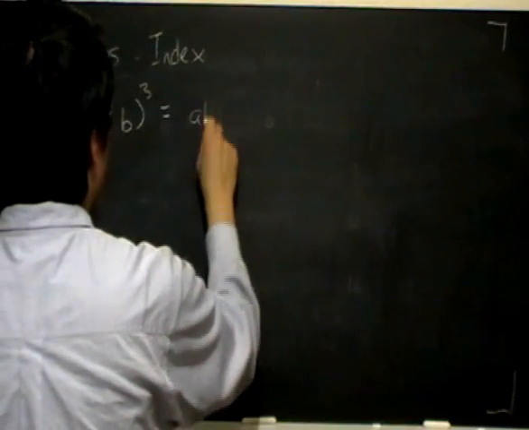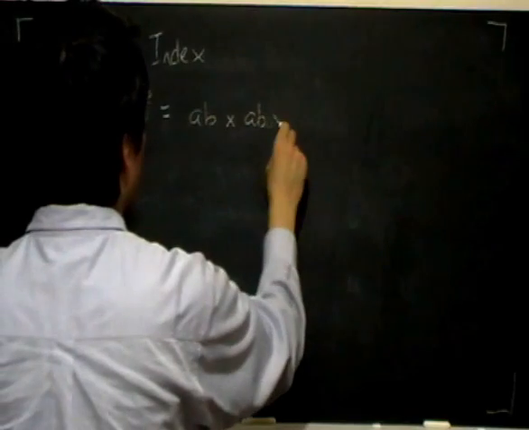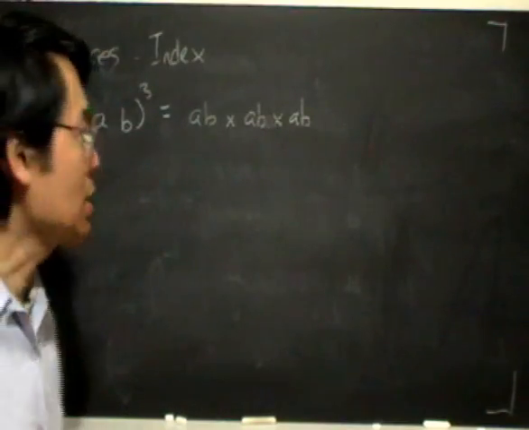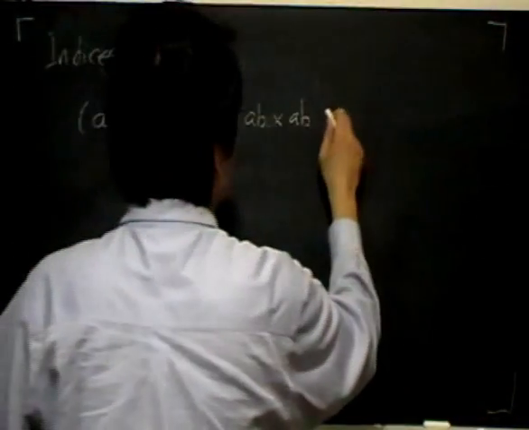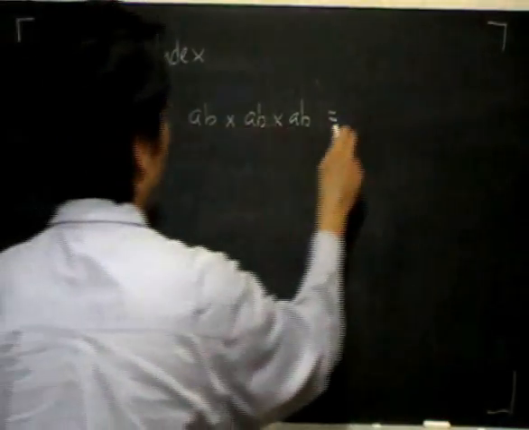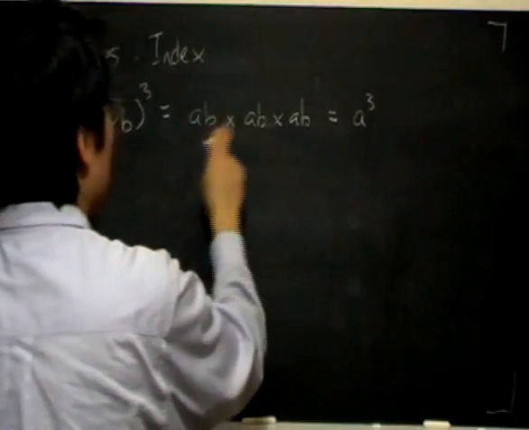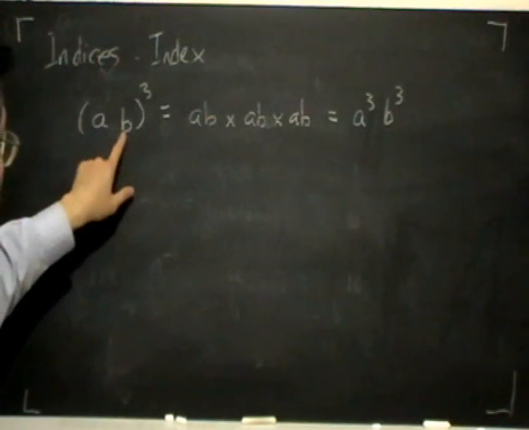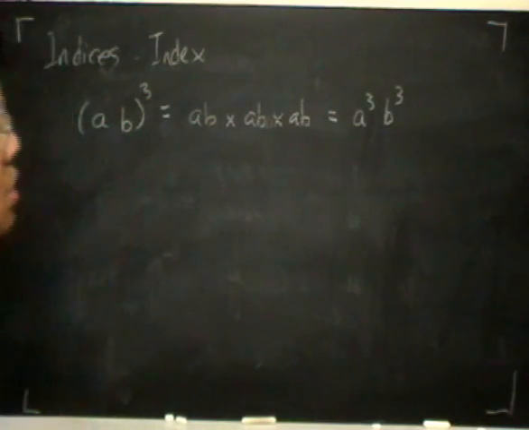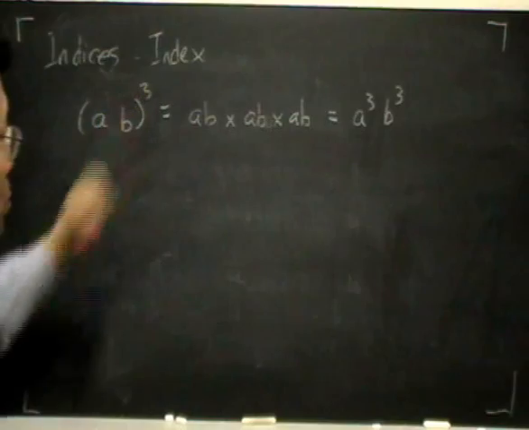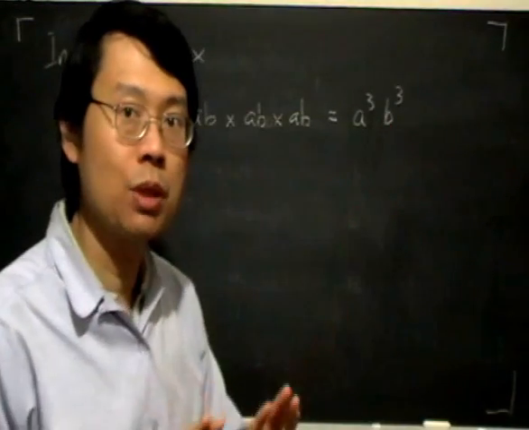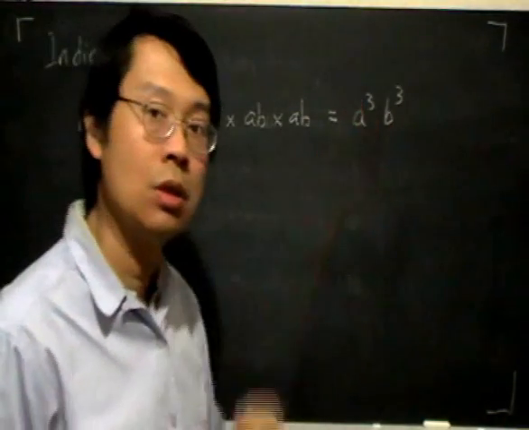So we have AB times AB times AB. That's what the cube there means. And this is equal to 3 factors of A, that's A cubed, and 3 factors of B, that's B cubed. So this means that if we have the product raised to the power of 3, the cube of the product is the same as the cube of each factor multiplied together, the product of the cubes.